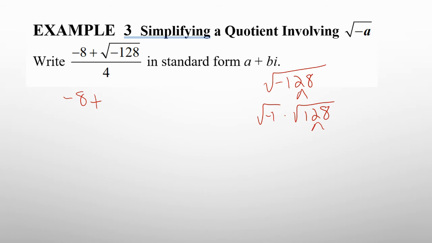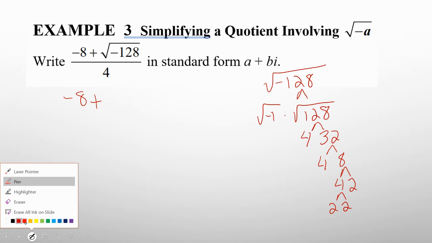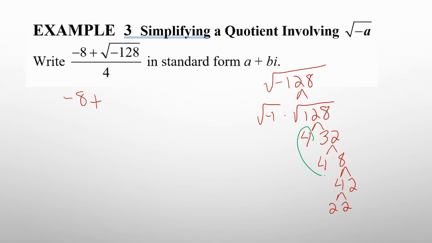From there, I'm going to reduce the 128. Looks like I can divide by 4. So that'll give me 32. 32 I can divide by 4, and that's 8. 8 is 4 times 2, and 4 is 2 times 2. So I have a pair of 4's and a pair of 2's with a 2 remaining.